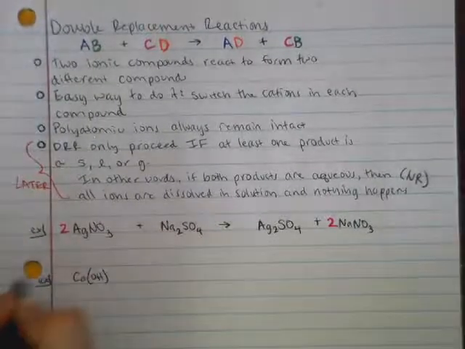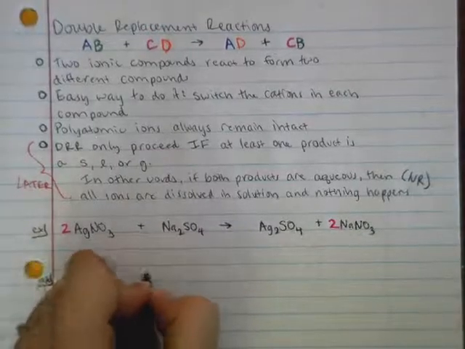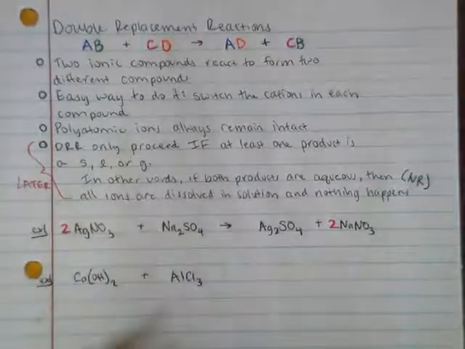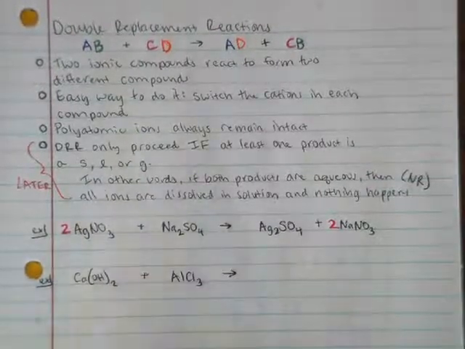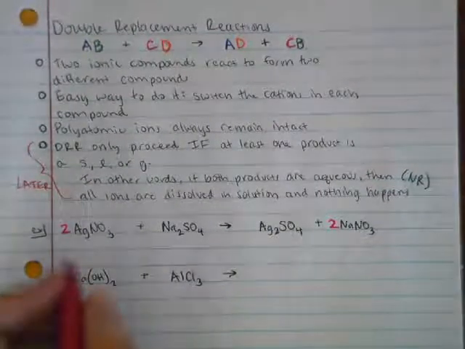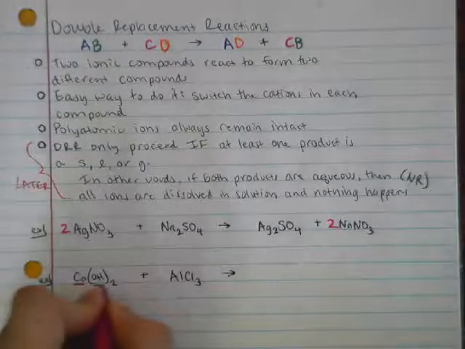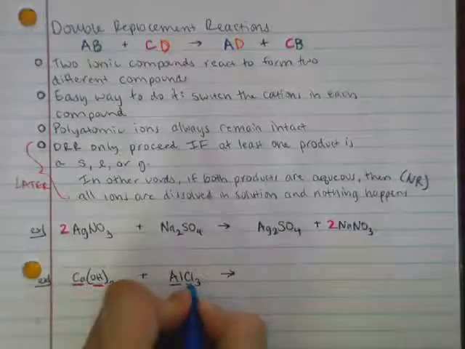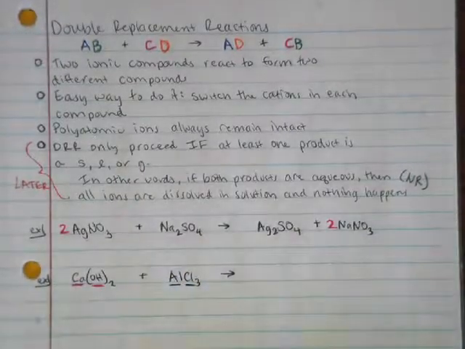So let's say we've got a solution of calcium hydroxide. It's going to react with the aluminum chloride. So another solution. If it helps, you can color code these things. You know how I feel about colors. Okay.